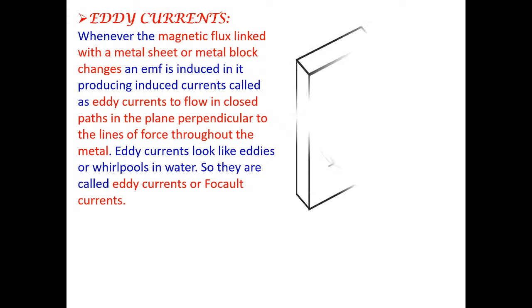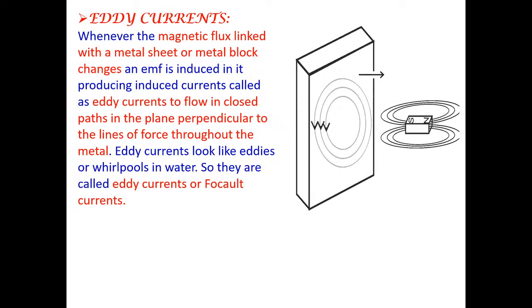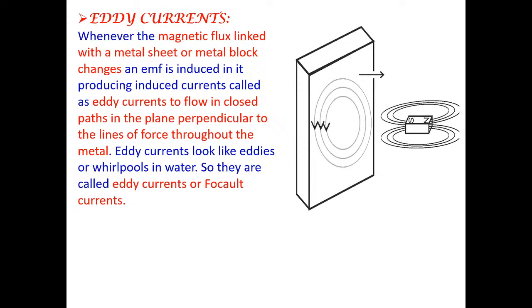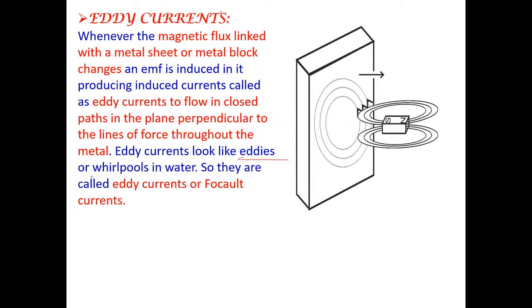Now the eddy currents. We know eddy currents are the currents induced in a conductor, not in a coil. It is current induced in a conductor when the magnetic environment of the conductor is varying. It looked like eddies or whirlpools in water. That's why it is called eddy current.